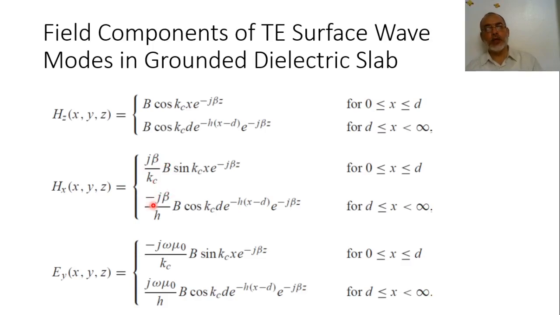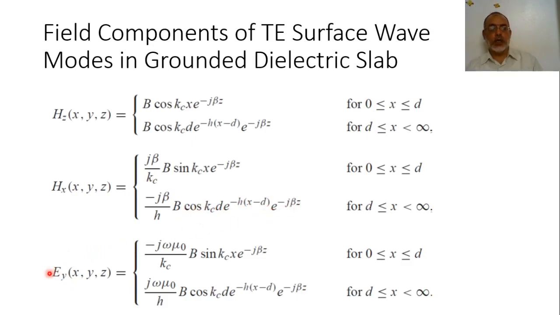In a similar way, here it would be the derivative with respect to x, so it would be e to the power minus h(x minus d), multiplied by h. We have h here and we have 1 over h squared, minus j beta B cosine kcd, which is the coefficient, e to the power minus h(x minus d), e to the power minus j beta z.